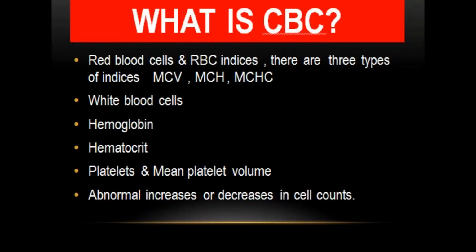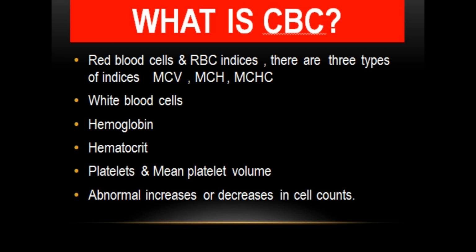So what is CBC? Basically, CBC gives an idea about the counting of the formed elements present in the blood and their components, which are also part of the blood. What are these? First of all, red blood cell count, and there are 3 indices: MCV, MCH and MCHC. What are these 3 indices? Basically, they give information about the red cell structure, how the RBCs are. MCV shows the size of the red blood cells. MCH shows the amount of hemoglobin present in an average red blood cell, in one blood cell.